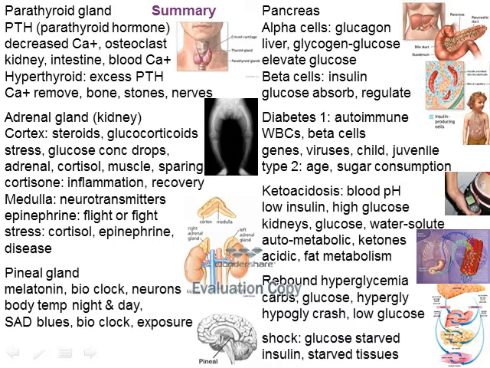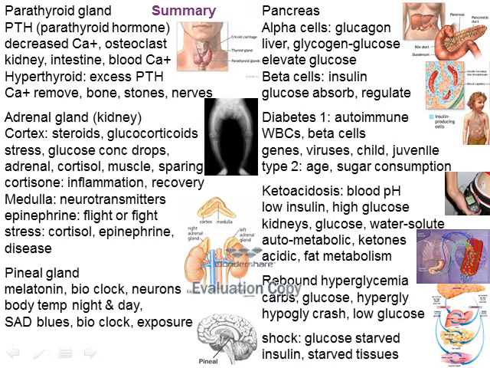The pancreas has alpha cells that release glucagon. Remember the 2 G's, glucagon, glycogen, 3 G's, and glucose. So the way we release glucose from glycogen is via glucagon hormone. Work that one out. You'll figure it out. Beta cells, insulin, glucose absorption and regulation.